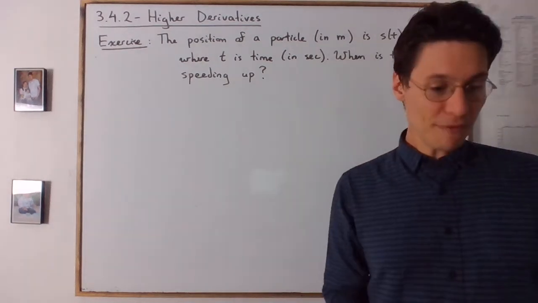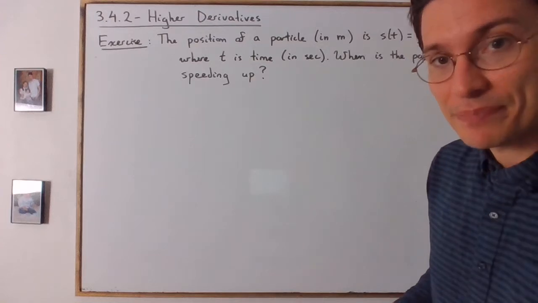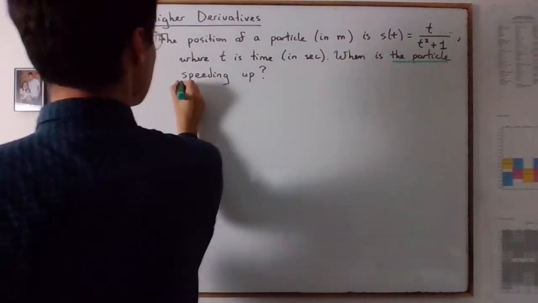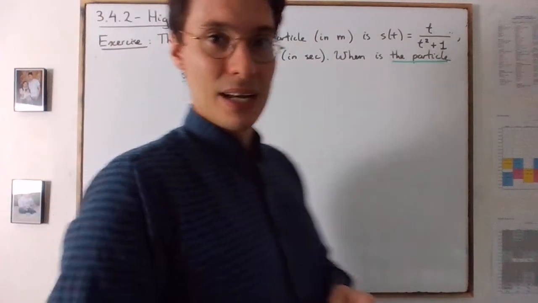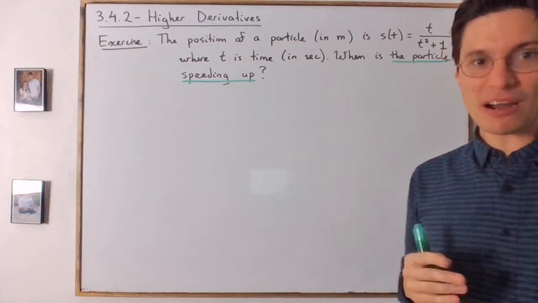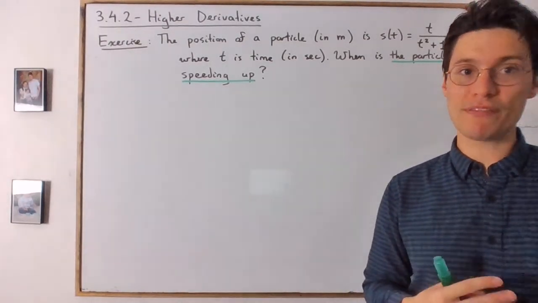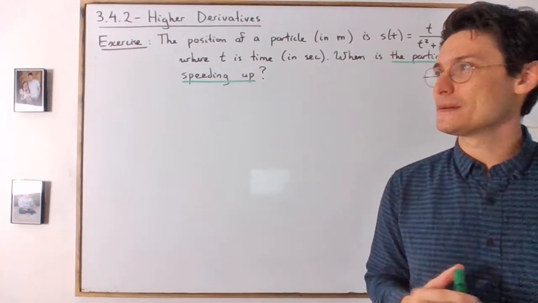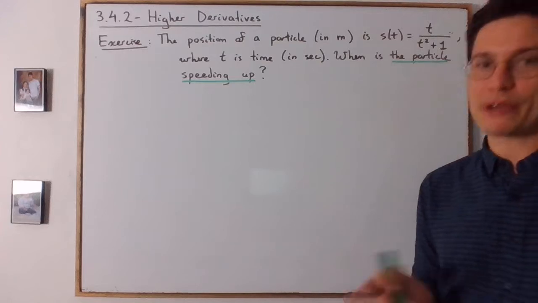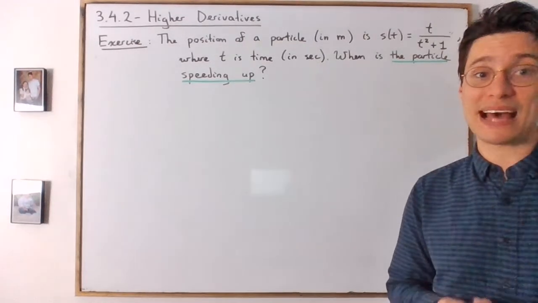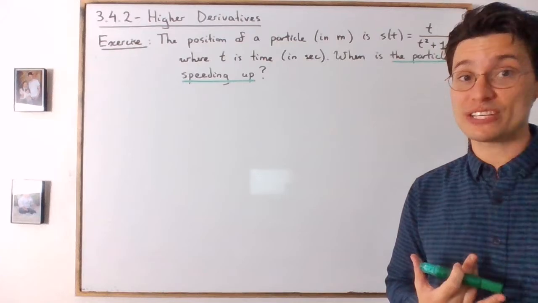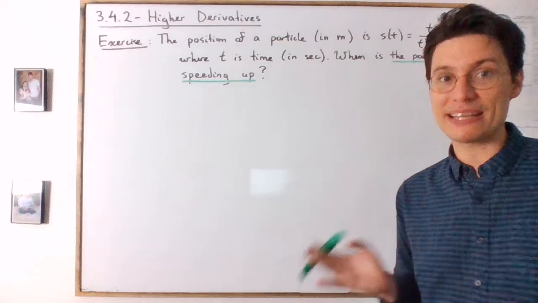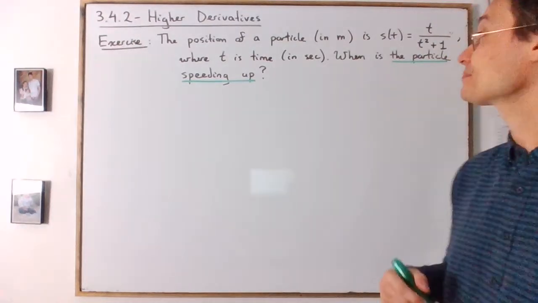Okay, so first of all, we need to understand the question. When is the particle speeding up? This is a little bit hard for a mathematician because it does involve a concept in physics. It involves a little bit the angle between two vectors, but don't worry about it. Speeding up pretty much means that the velocity and the acceleration both have the same sign, both pointing in the same direction, if that makes sense.